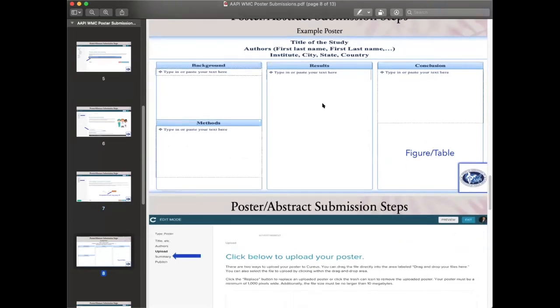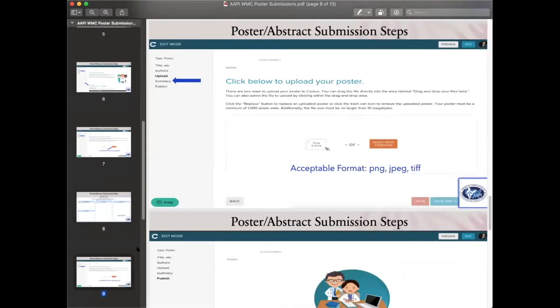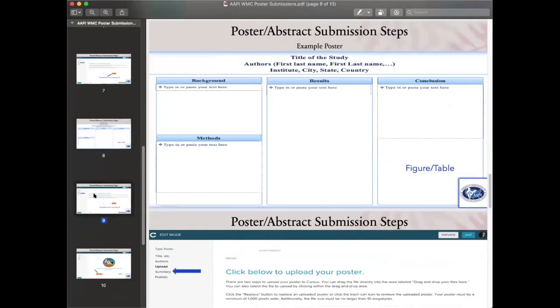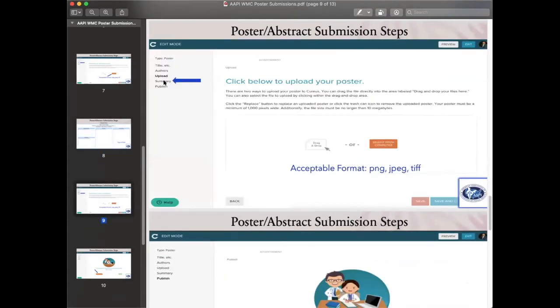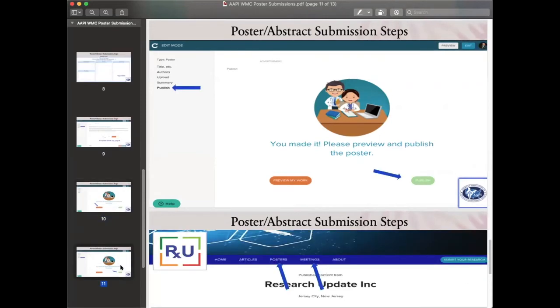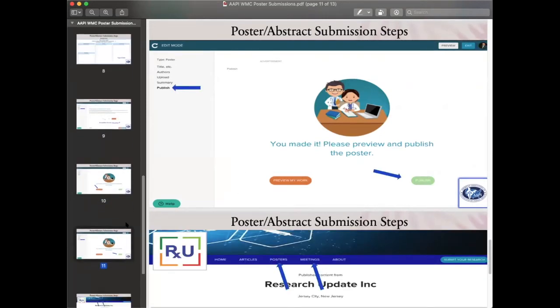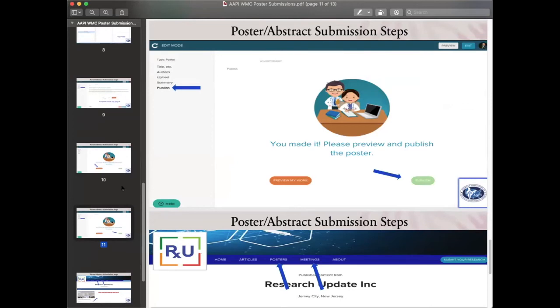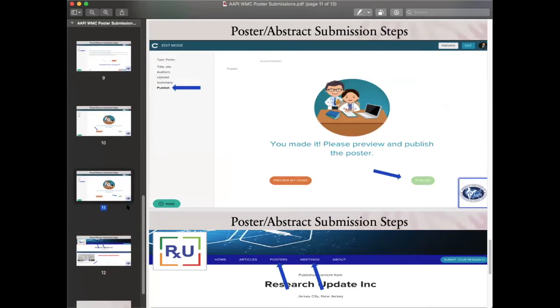Upload your poster, and after uploading, click on the summary button. It will show you how your poster and your abstract look. Preview your work, and click on the publish button. Then we are going to access it, and then we are going to publish it.